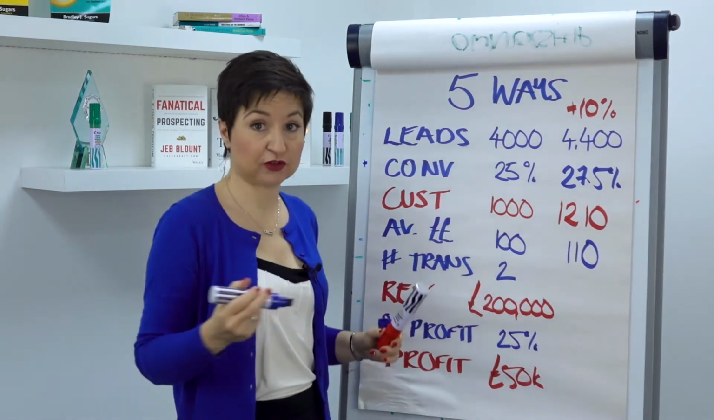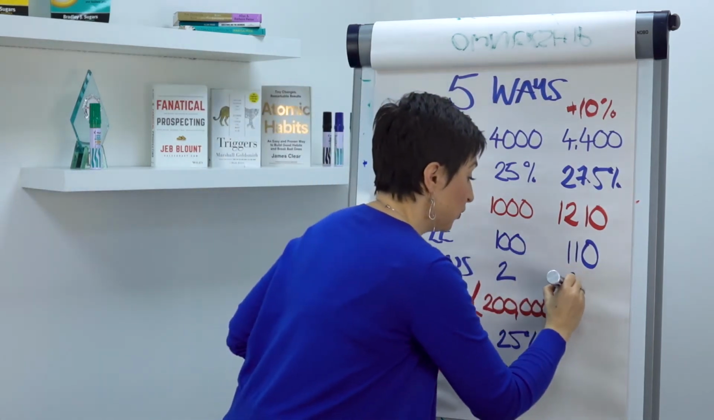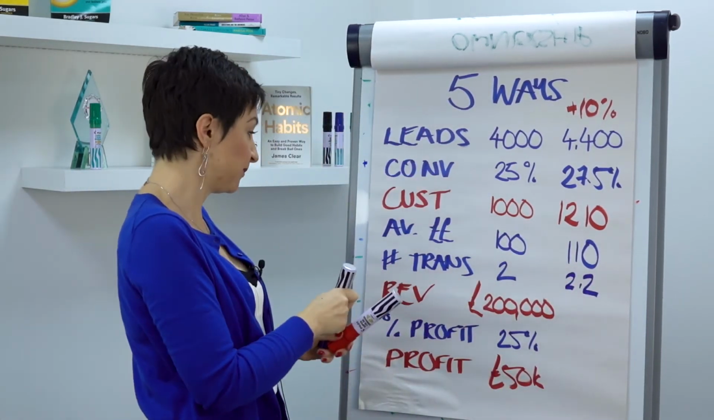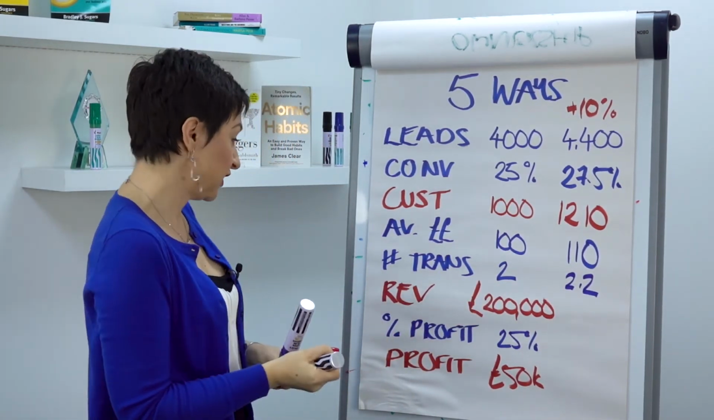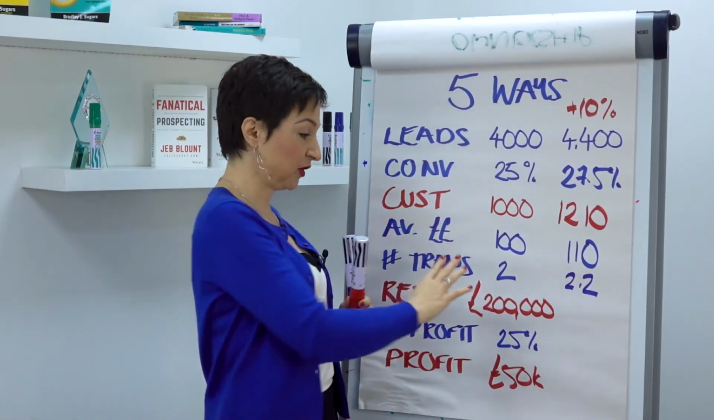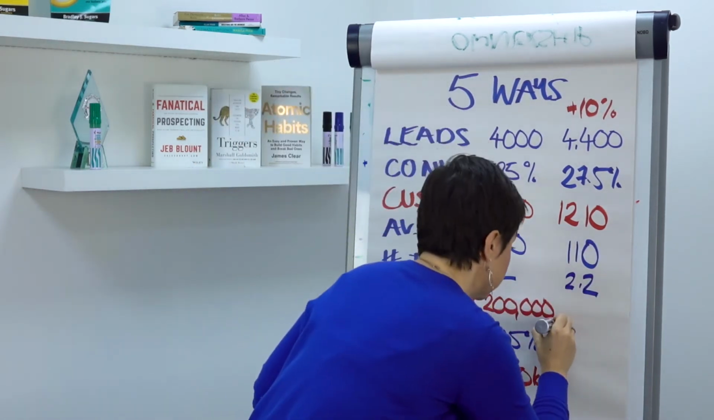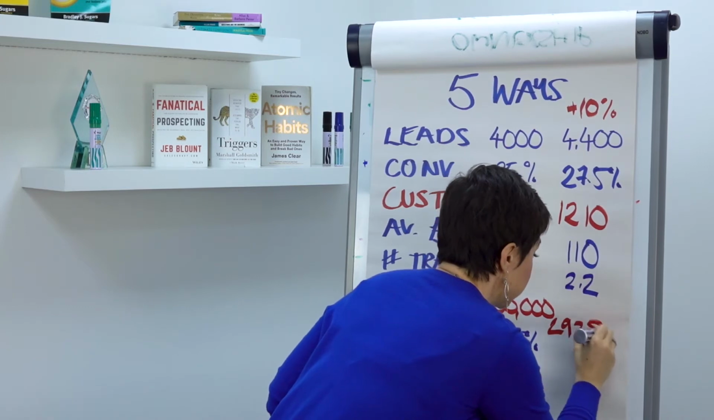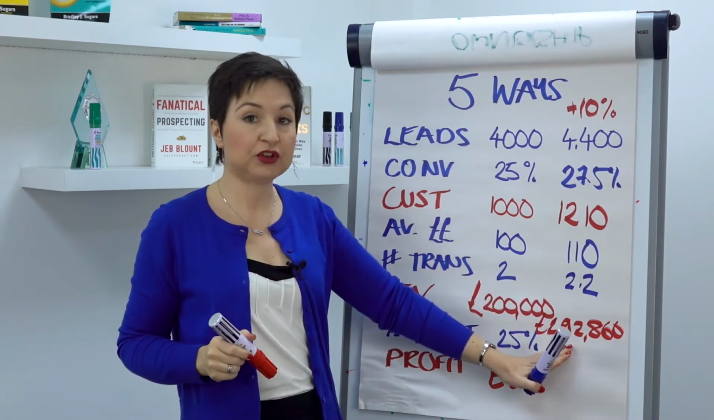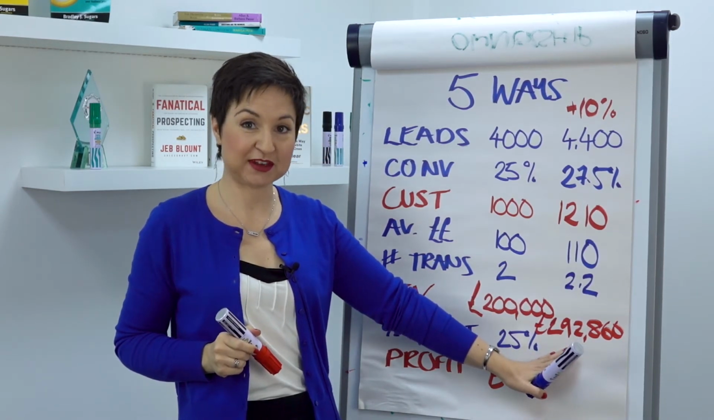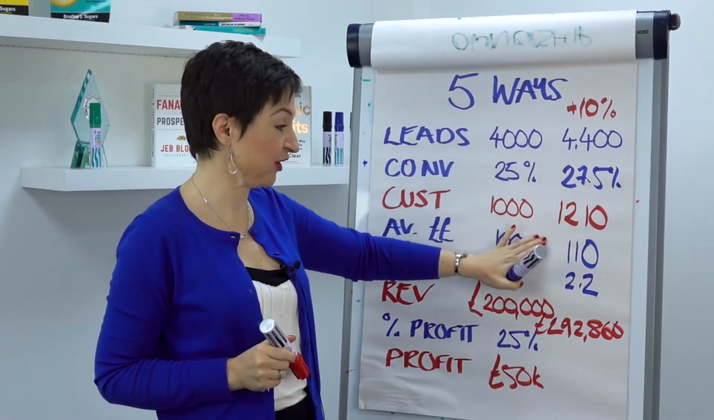So that makes a huge difference to our number of transactions. But in this example, we're just going to increase it by 10%. So we're going to 2.2 on average, 2.2 visits per year. That takes our revenue from 200,000 to something quite different here. It actually takes our revenue to 292,860. That is quite a big difference. That's a 46% increase in your revenue by just making these small 10% incremental changes.